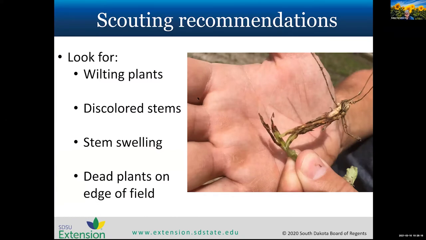And so what to look for when you're scouting for this pest, and this is what we do, you look for wilting plants, the little bit of discoloration. As soon as you see that, you pull it, you break it, and you start peeling back the epidermis. Now, the breaking it sometimes isn't so much just to see if it's brittle, but also because that can help you get that epidermis started if you don't have a knife on you.